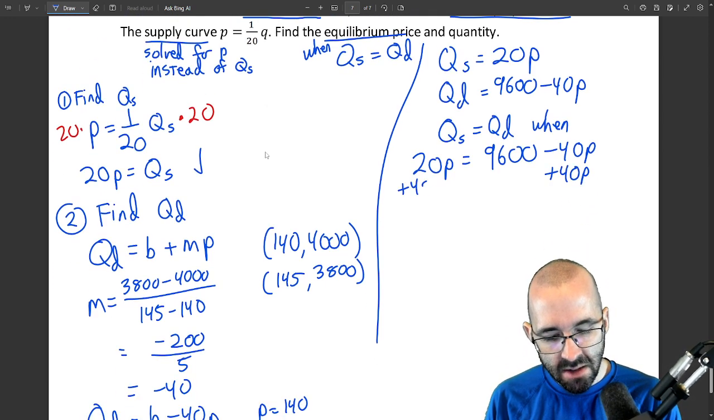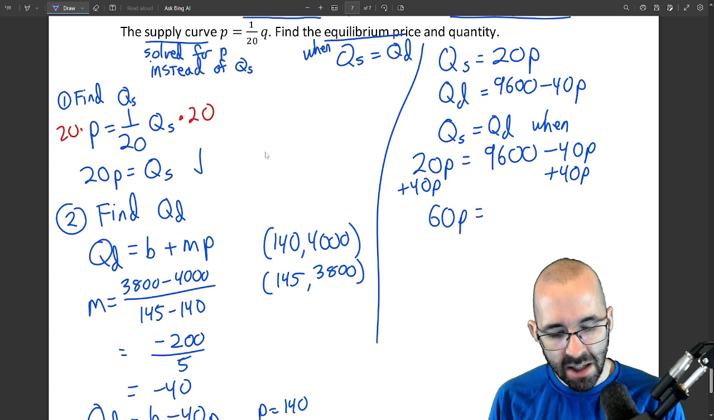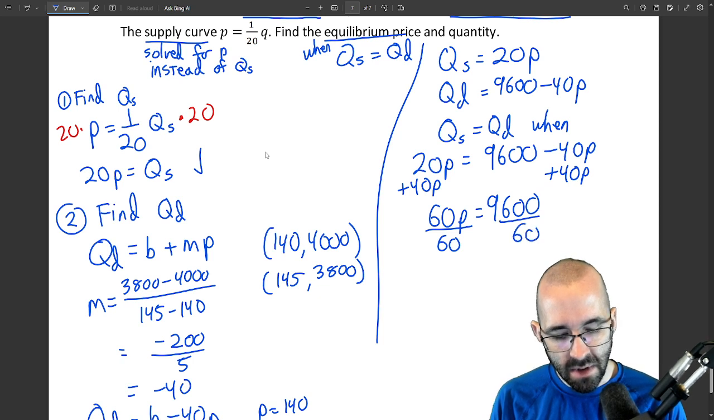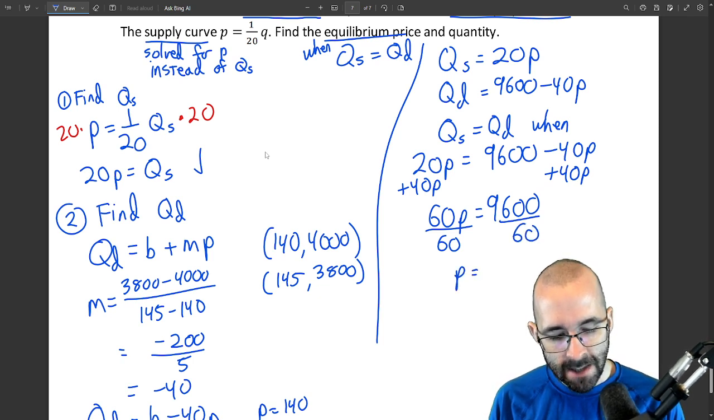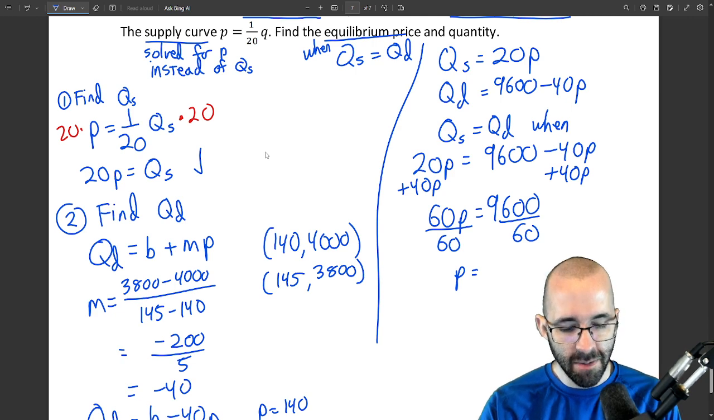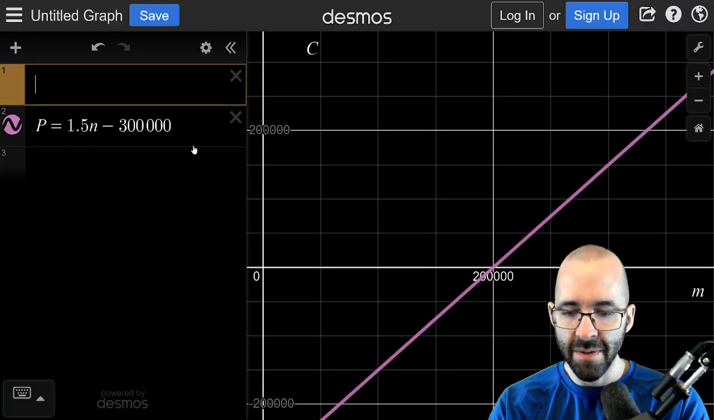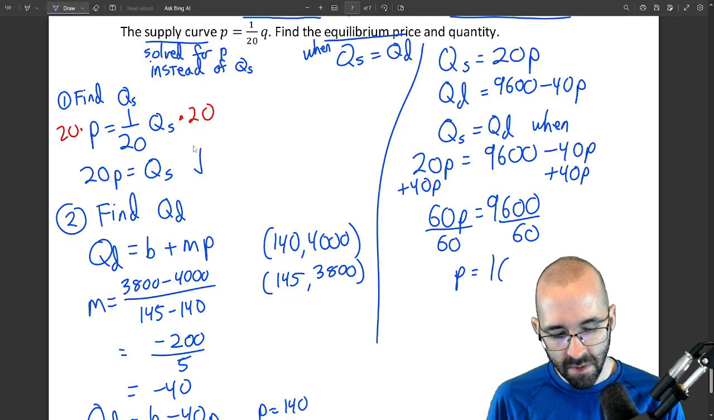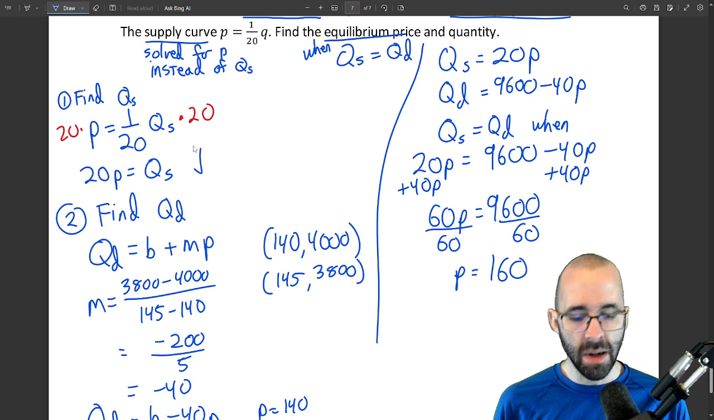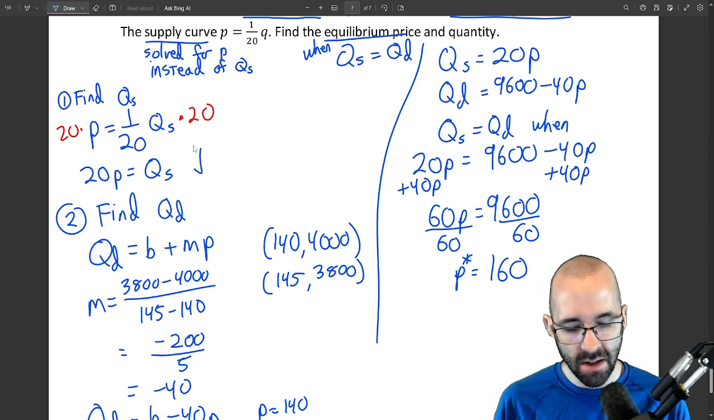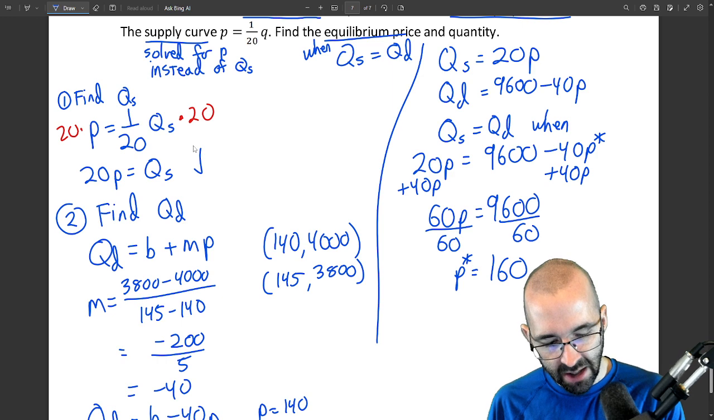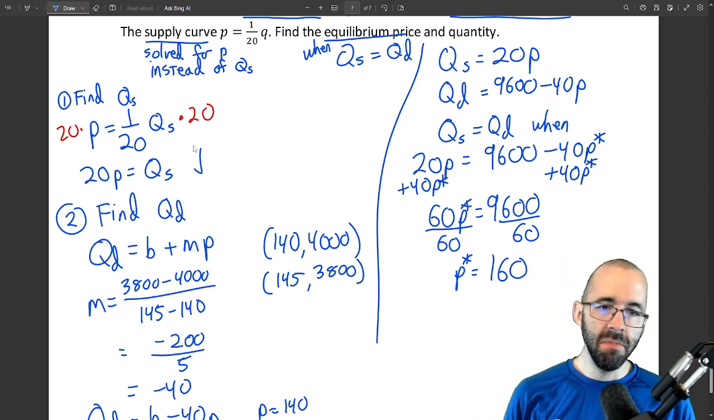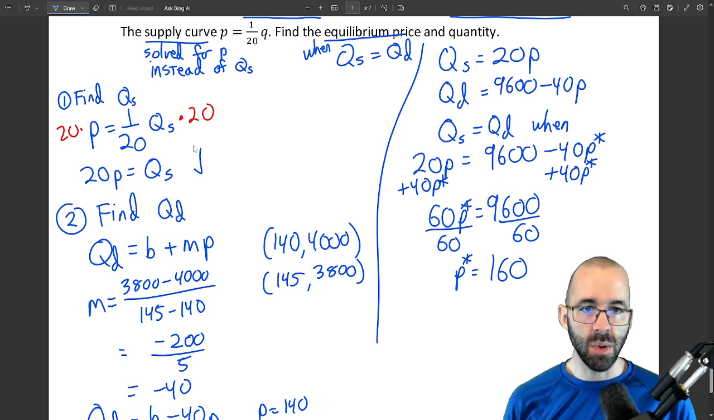Add 40p to both sides, and we get 60p equals 9,600. Divide both sides by 60. And you'll get that P is, I could maybe do this in my head. I'm not going to try. 160. That's the equilibrium price. So I'm going to call it P star. Technically, it would be P star here and here and here and here, but it is P star. Equilibrium price.